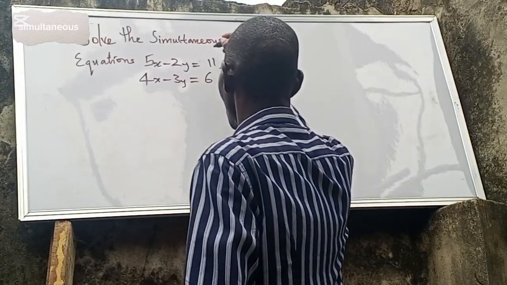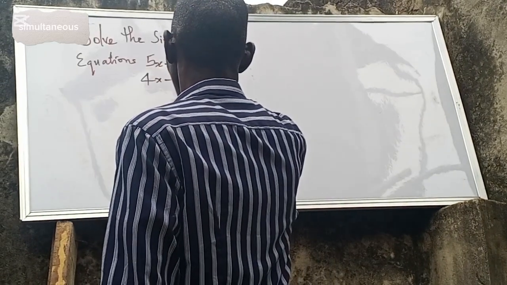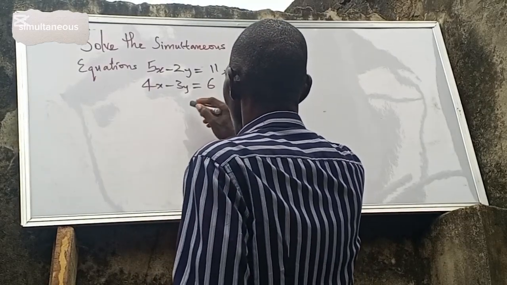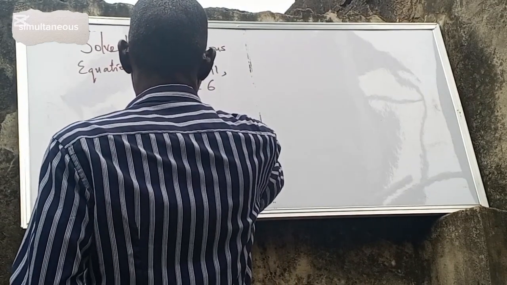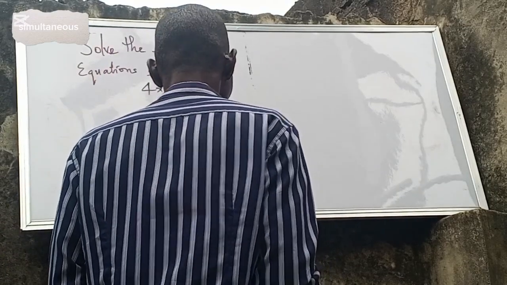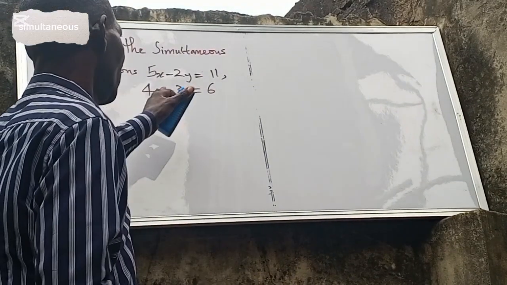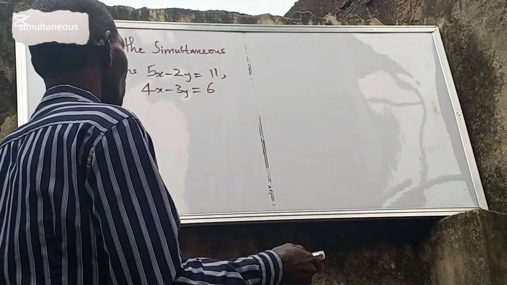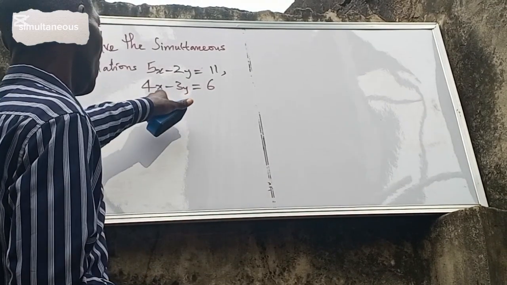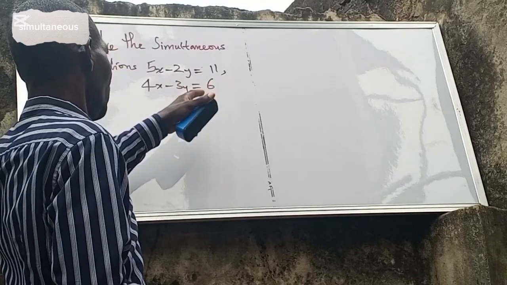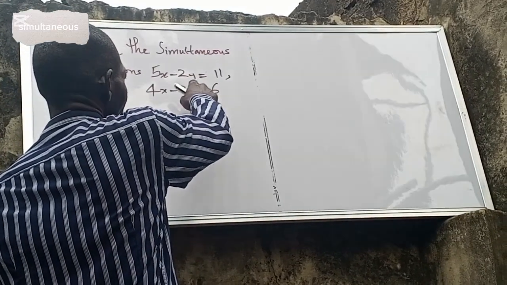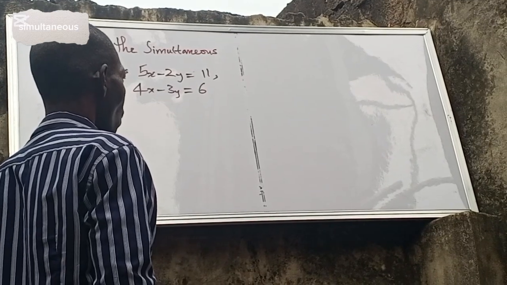Solve the simultaneous equations 5x minus 2y is equal to 11 and 4x minus 3y is equal to 6. If you are given equations like this to solve, the first thing you have to do is check the coefficients of the letters. If you look at this, you see that the coefficients are more than 1.